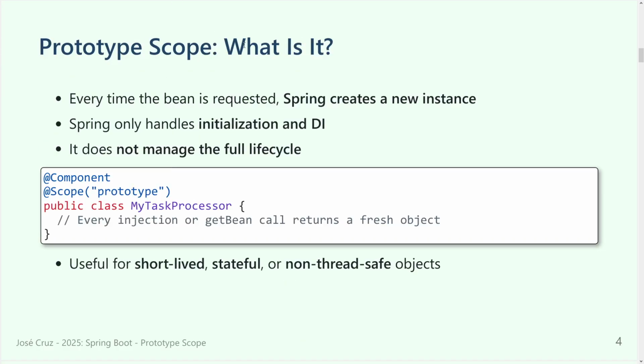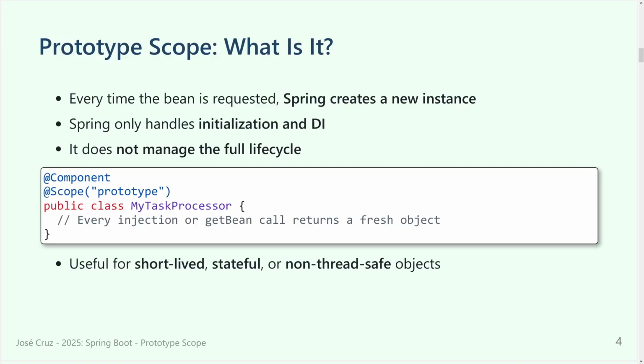The prototype scope, which is the subject of this video: every time the bean is requested, Spring creates a new instance. Every time, I repeat, it is requested, a new instance is created. Spring only handles initialization and DI, because it just creates the bean and gives it to you, but it doesn't cache it, because it doesn't need to cache these beans, as they will never be reused in the future. So there is no reason to manage the whole life cycle.